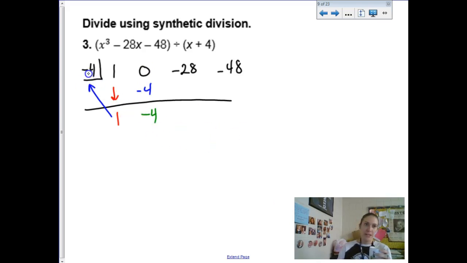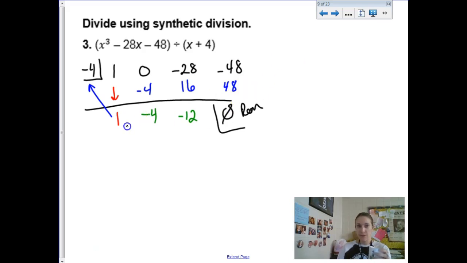And then multiply again, so that's 16. Then add up this column. So that's negative 12. Very tired. Can you tell with the coffee? So better watch my math. Looks good so far. Negative 12 times negative 4 is positive 48. Well, this is a nice surprise. You end up with 0 remainder. Okay, that's our remainder. So what is the quotient?